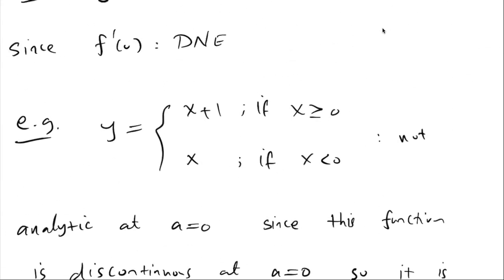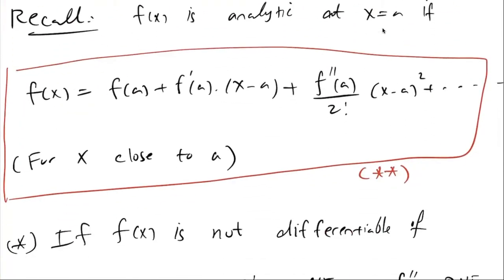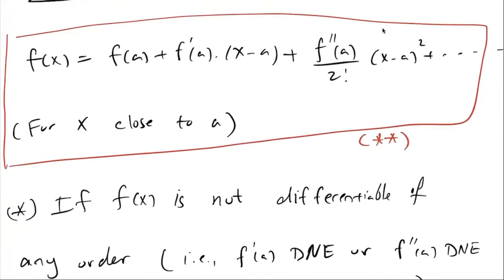Because no matter how close you choose x to be to 0, x is always allowed to be on both sides of a. So that's why we call it an open interval containing a, because we want to make sure that x is allowed to be on both sides of a, left side and right side. No matter how small you choose your neighborhood, x is allowed to be on both sides of a. A is 0 here, so x is always allowed to be positive.